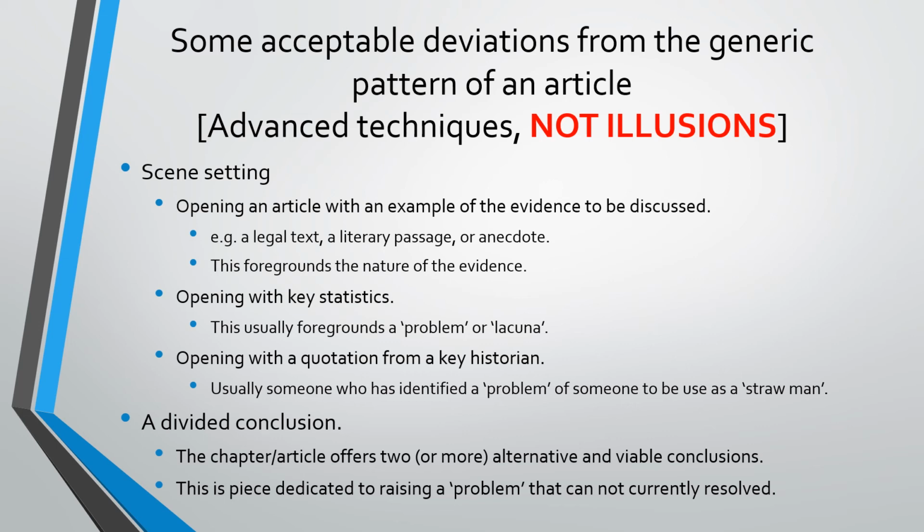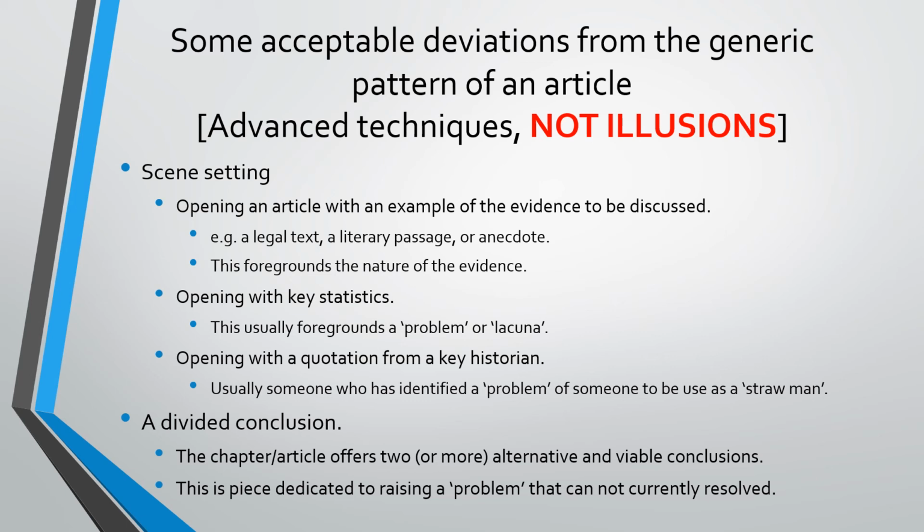So scene setting is a device that can be used for a more advanced formulation of an article. This is to place at the beginning of an article an example of something. So the most common three kinds of examples I've put here: you begin the article with an example of the evidence to be discussed. This might be a legal text or a literary passage or an anecdote.